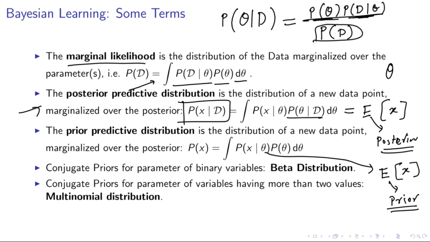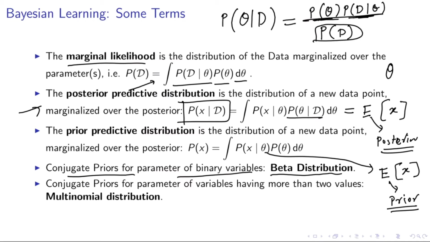And I guess you should be aware of two conjugate prior distributions which we will use extensively. The first conjugate prior distribution applies to binary variables, so when the variables can only take two values, either a 0 or a 1, and the conjugate prior in that case is the beta distribution, right? So in this case, the posterior will also be a beta distribution.